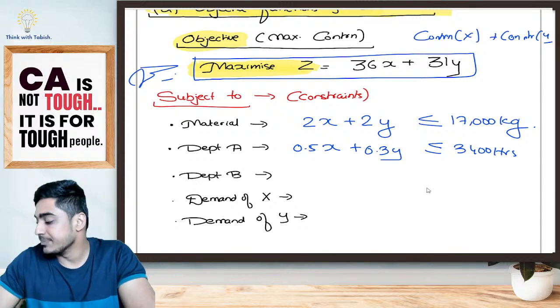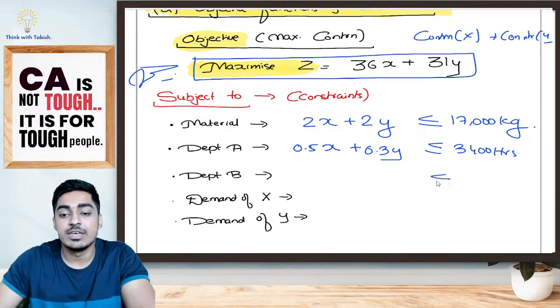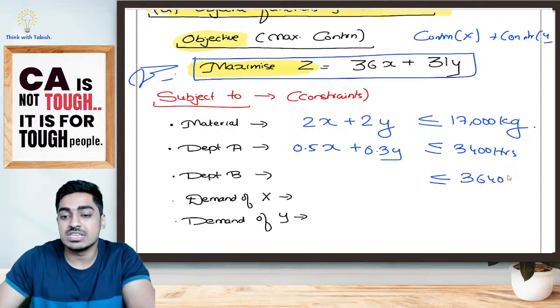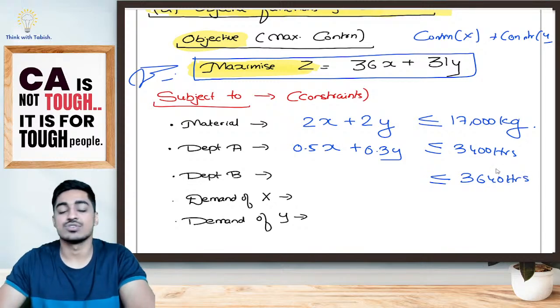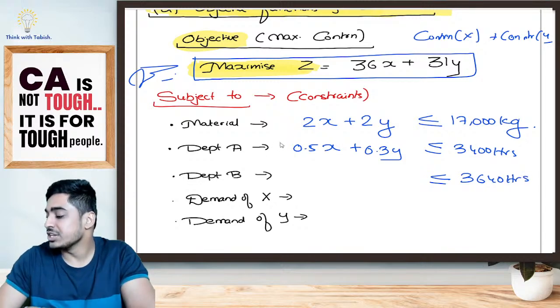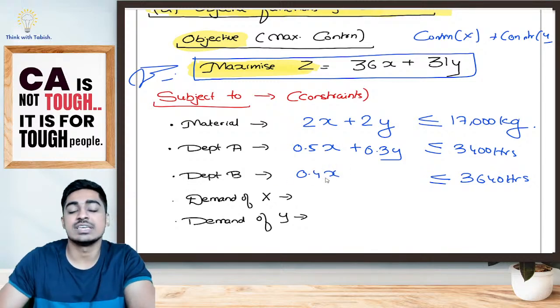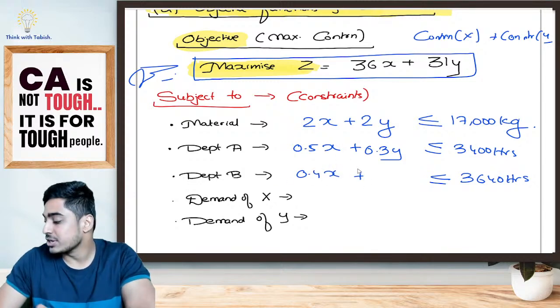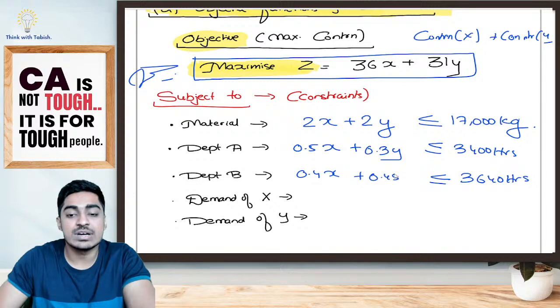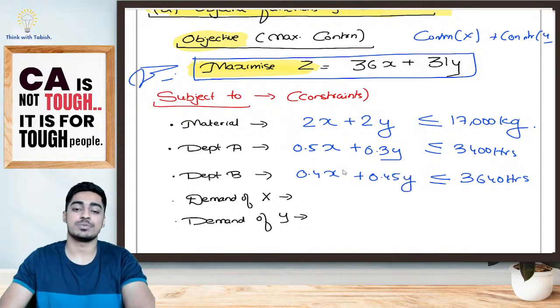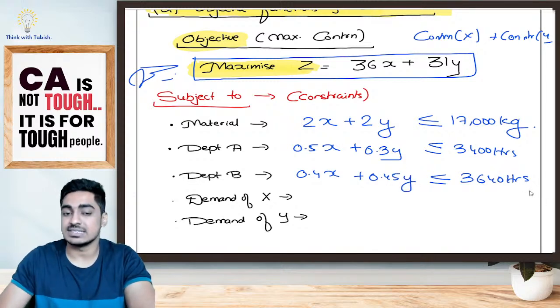Again, department B, how many maximum hours do we have? Maximum we have 3,640 hours. So how are we producing? To produce 1 unit of X, 0.4 hours is required. Like this, we are producing X units. To produce 1 unit of Y, 0.45 hours is required. Like this, we are producing Y units. This is the third constraint.